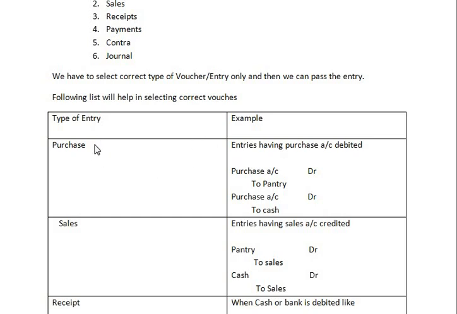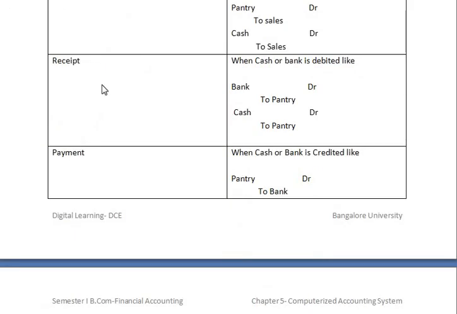While purchasing, it is an entry having the purchase account debited, that is purchase account debit to pantry or purchase account debit to cash account. In the same way, sales entries have the sales account credited, where pantry account debit to sales, cash account debit to sales. In the receipt of money, when cash or bank is debited, it is bank account debit to pantry account, cash account debit to pantry account.